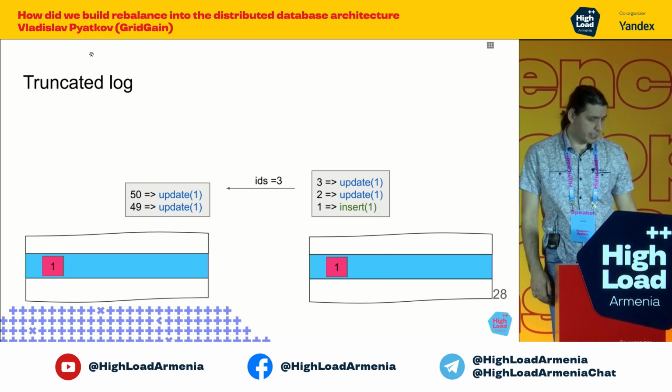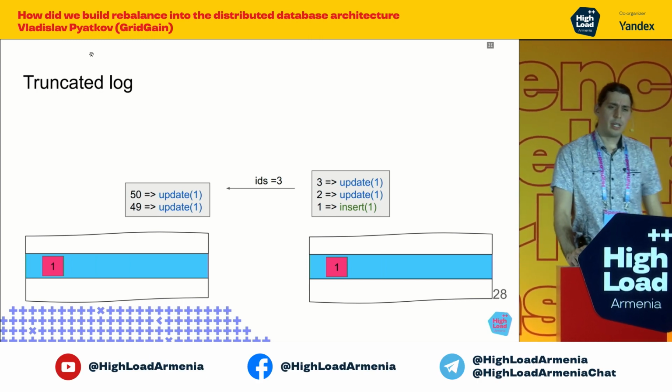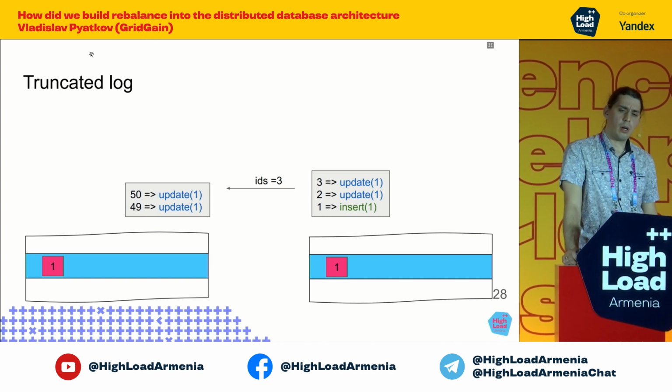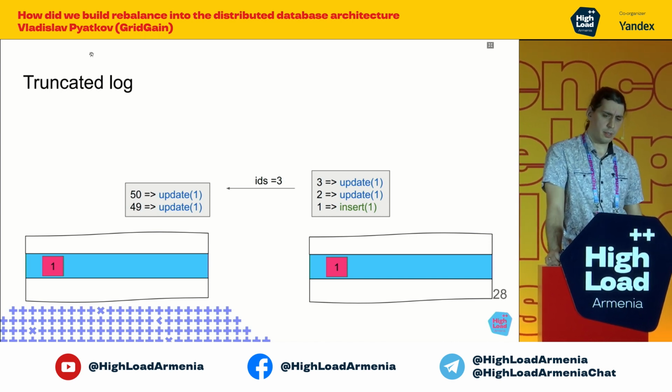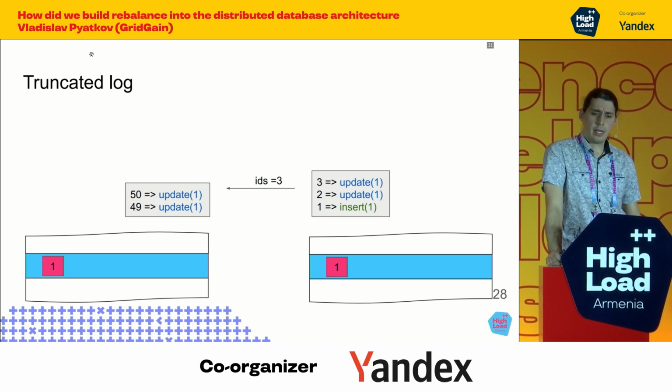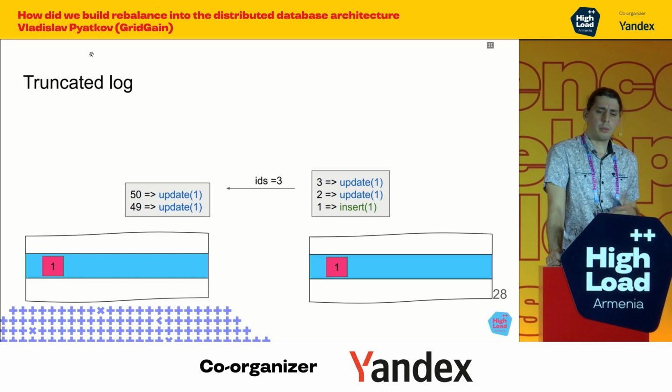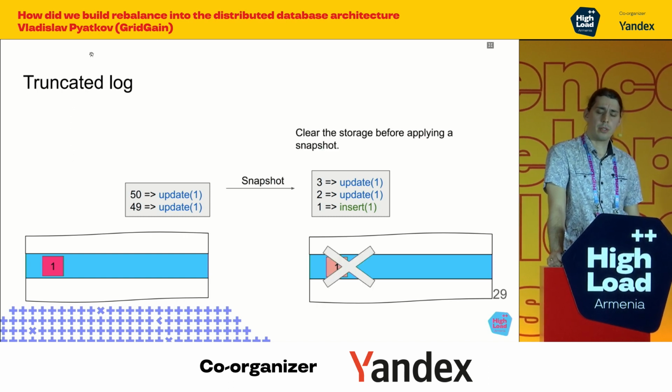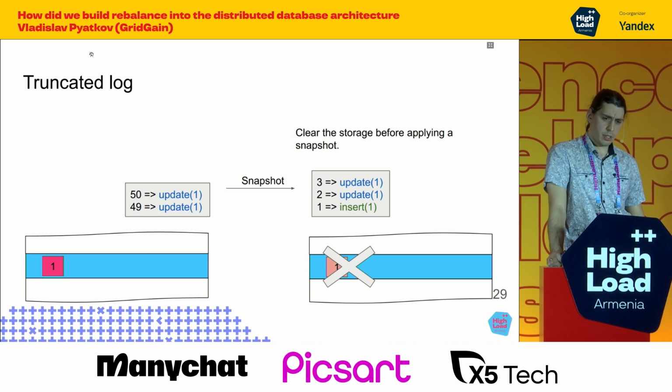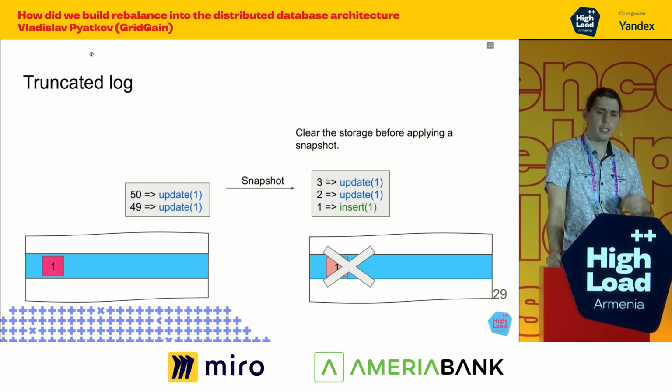But we can have another situation. In this case, we don't have all the log records to send to the other node. And in this case, one way to do it is to send a snapshot to the remote node. Of course, before applying the snapshot, we should clear the storage. This case always happens because the log is a structure that grows infinitely. And at some point we reach a space limitation and should truncate the log.